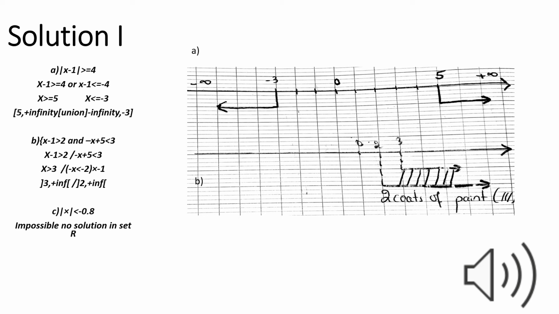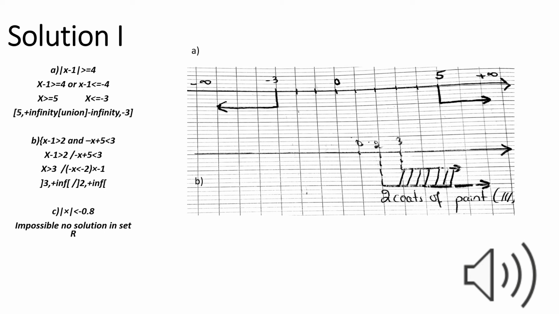Minus x plus 5 less than 3, minus x less than 3 minus 5, minus x less than minus 2. So we should multiply by a negative number, which is minus 1. If we multiply or divide an inequality by a negative number, we flip the inequality sign. So we have x greater than 2. As an interval, we write it like this: from 2 till plus infinity, open at both sides.